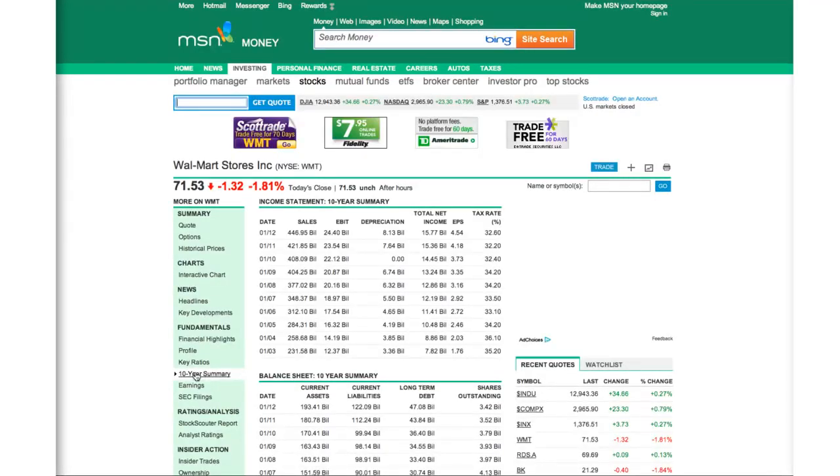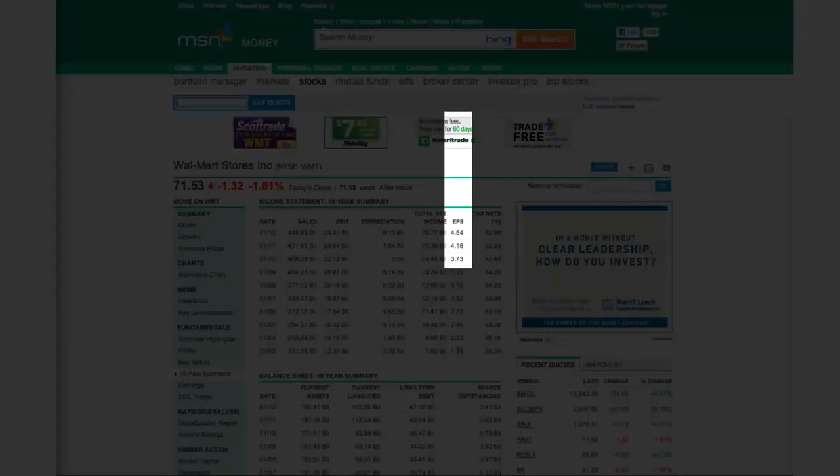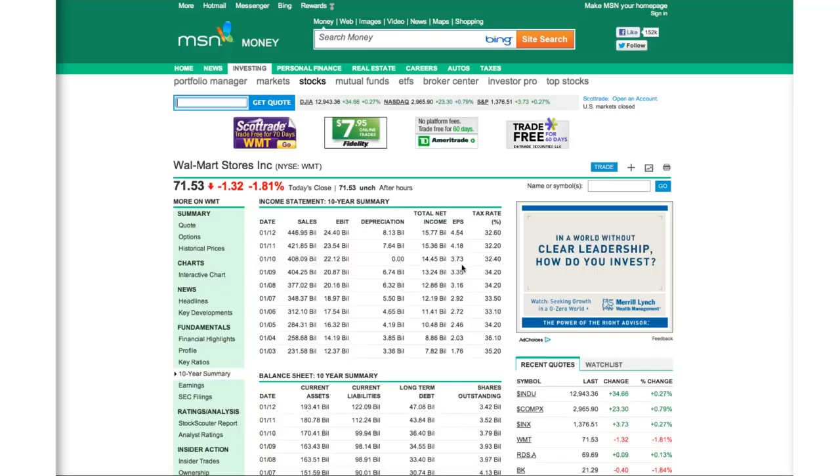So in order to do that, I clicked here on the 10-year summary, and you can see this is Walmart's earnings per share over the last 10 years. It went from 1.76 to 2.46, clear up to an EPS of $4.54 here in 2012. Okay, so we can see that growth, that trend in earnings per share over the last 10 years. So let's look at what the earnings are going to be in the future.